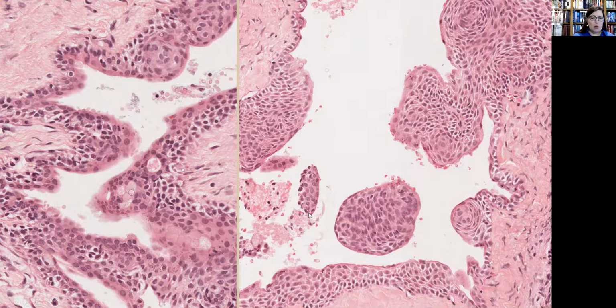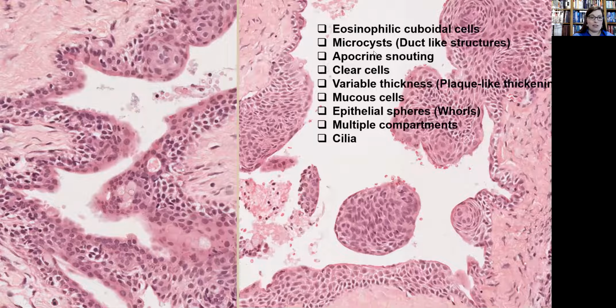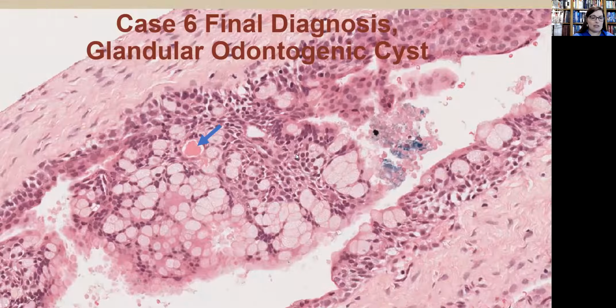And so you kind of start to work your way down a checklist. And you're looking for areas like cuboidal cells, microcysts, apocrine snouting, clear cells, variability in thickness, which we certainly do have, mucus cells, whorls, multiple compartments, and cilia. And so this is actually a beautiful example, if you kind of scroll through your scan slide, of a glandular odontogenic cyst.